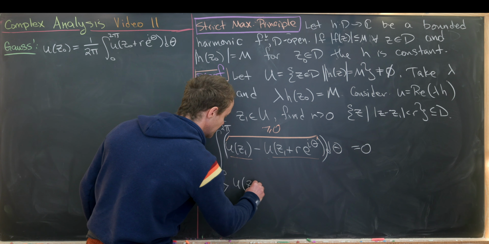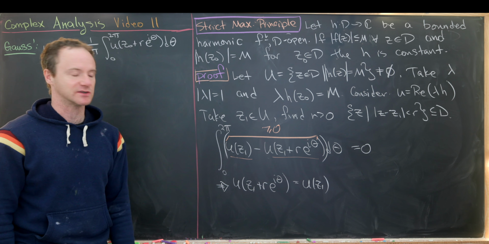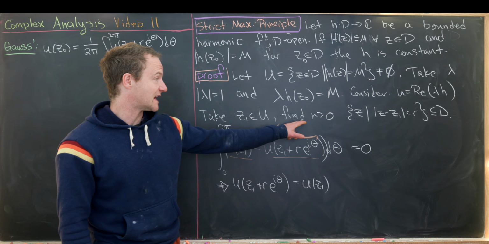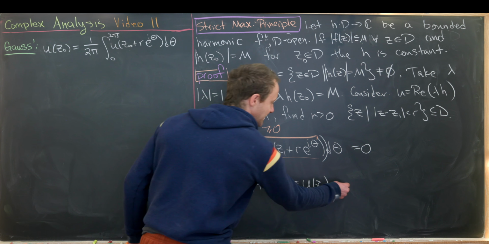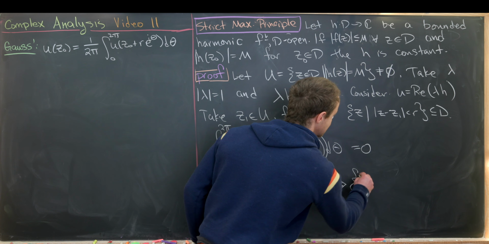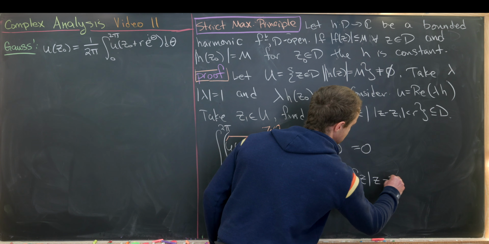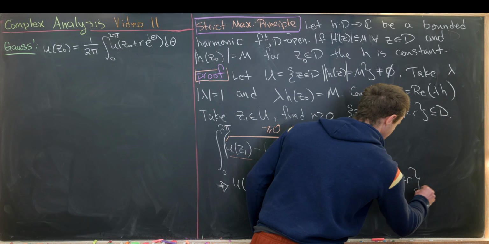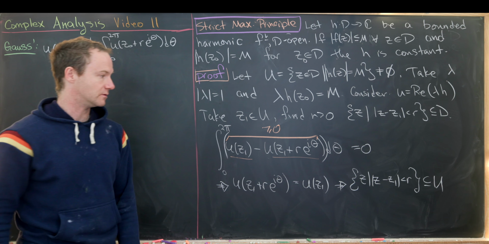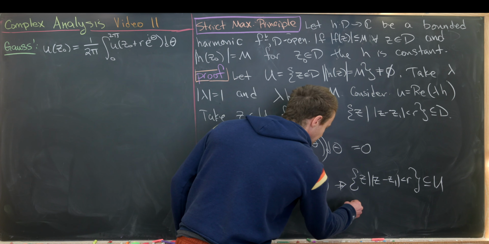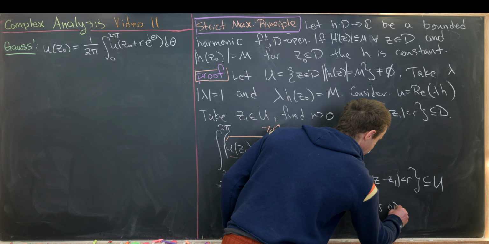In other words, u evaluated at z1 + r e^(iθ) is equal to u evaluated at z1. So that means the value of u at any point around a circle centered at z1 is equal to the point at the center. But that's going to be true for any r satisfying this rule right here. What that tells us is that this set right here is not only within D, it's within U. So this is totally contained in U. But that's exactly the condition for U to be an open set. So that means that U is open.